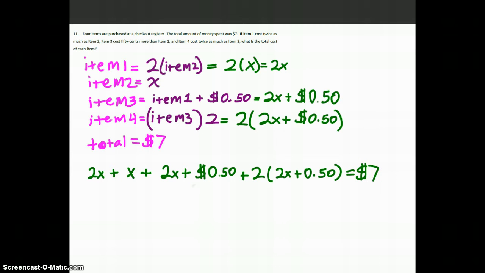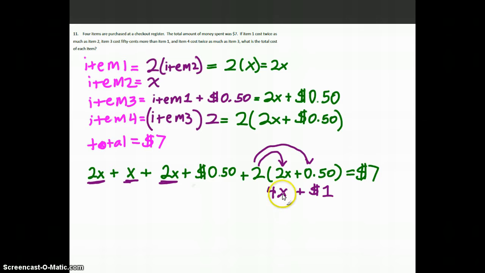So looking at collecting any like terms here, I know that all of my x terms can be collected. So I see an x term here, another x term here, one here, and then I'm also going to have to deal with this whole multiplication section here as well. So let's see what that looks like. 2 times 2x is going to give me 4x right here, and then this 2 times 50 cents is going to give me $1. So this is really just $1 right here.